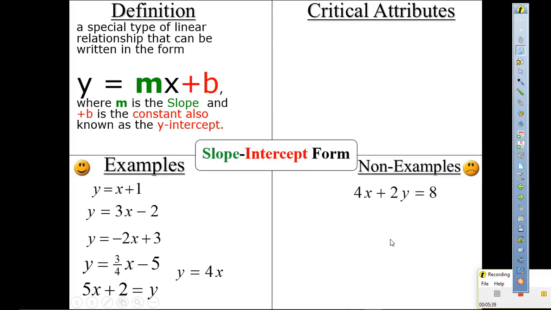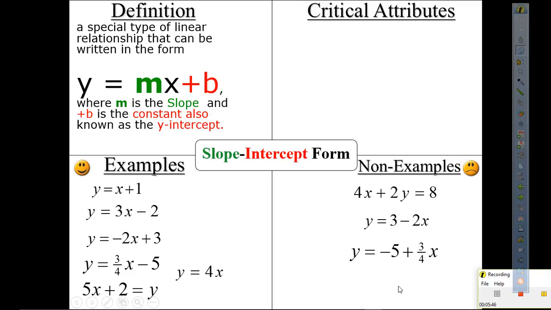There's 4x plus 2y equals 8. Then we have y equals 3 minus 2x. And the last one, y equals negative 5 plus 3/4 x. Copy those. As you're copying them, start thinking, these are not slope-intercept form because, and be ready to share with your neighbor. Talk it over with your neighbor why these are not slope-intercept form.